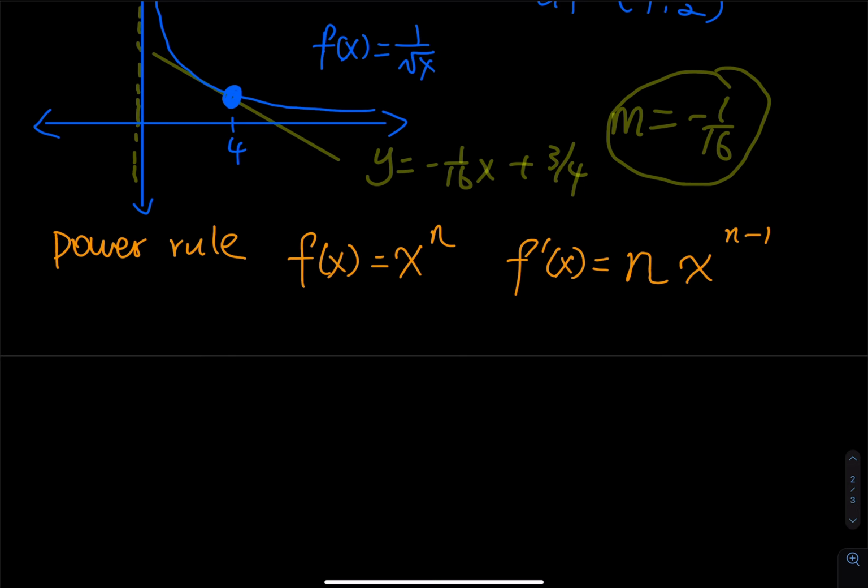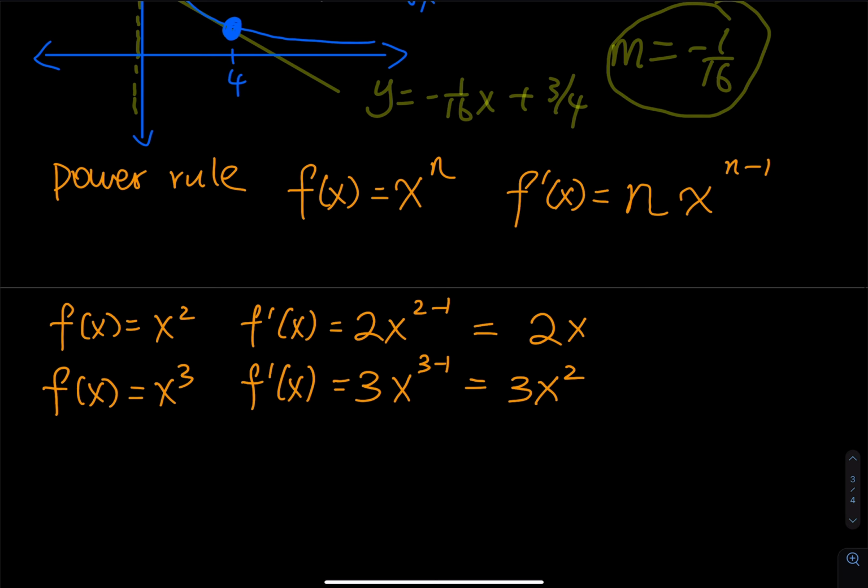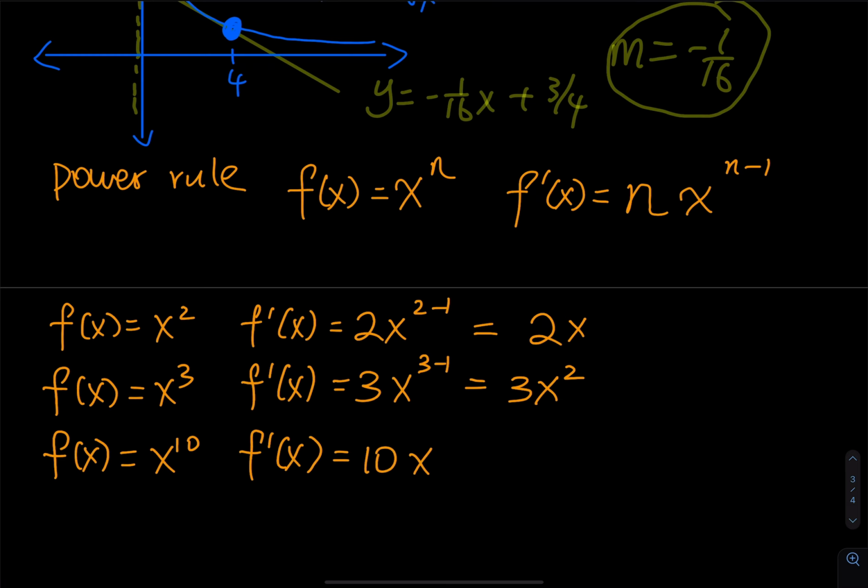So let's do some quick examples. We have f of x equals x squared, and then f prime of x, you bring the 2 down, and then you take 2 minus 1. That is equal to 2x. If you use the limit definition, you will reach the same answer. For f of x equals x to the third, f prime of x, you bring the 3 down, and then x raised to the 3 minus 1, that is 3x squared. And then f of x equals x to the 10th power, f prime of x, you bring the 10 down, and then x raised to the 10 minus 1, that is 10x to the 9.